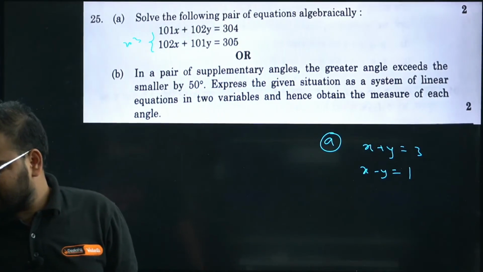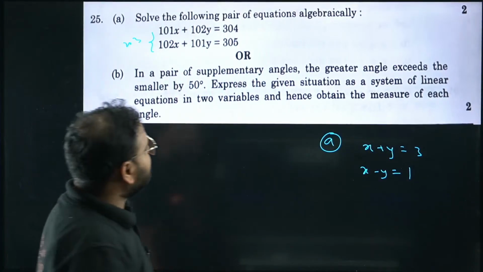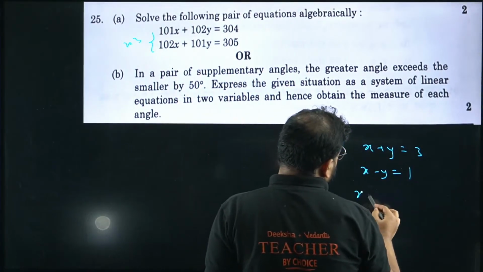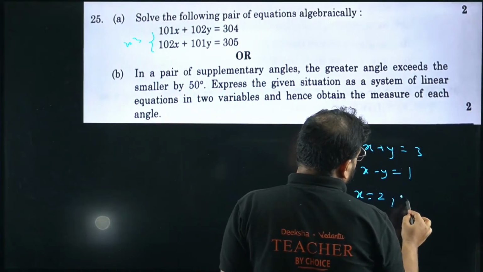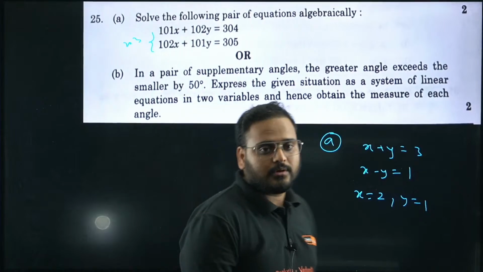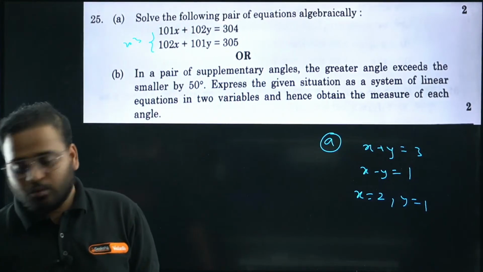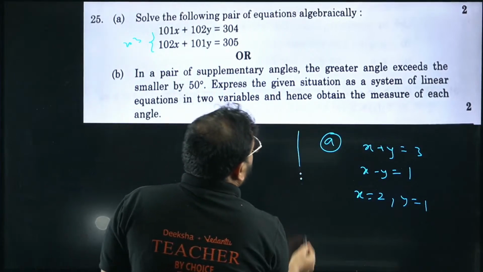Okay, x plus y is 3 and x minus y is 1. So you get x as 2 and y as 1. 2 plus 1 is 3 and 2 minus 1 is 1. Please have a look. Done. 25th one, A part: 2 and 1. There's a B part as well.